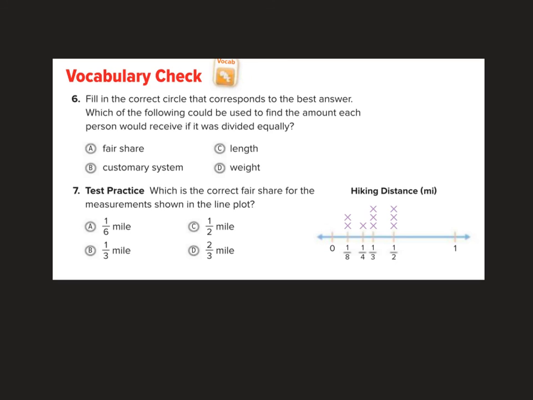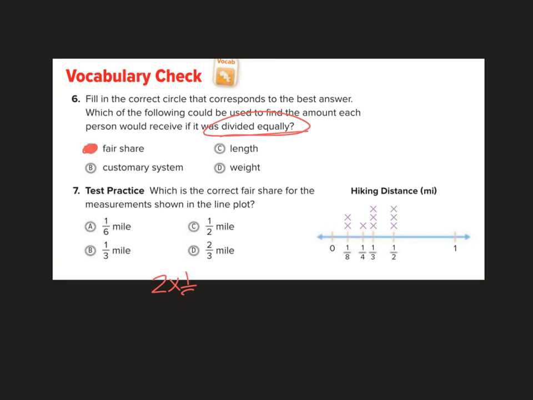And final page. Fill in the correct circle that corresponds to the best answer. Which of the following could be used to find the amount each person would receive if it was divided equally? That was the fair share. If it's fair sharing, then we'd all get the same, right? What is the correct fair share for the measurement shown on the line plot?